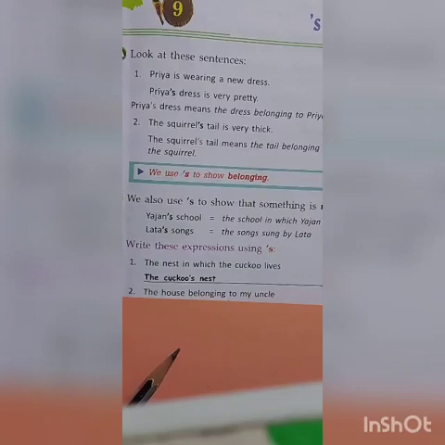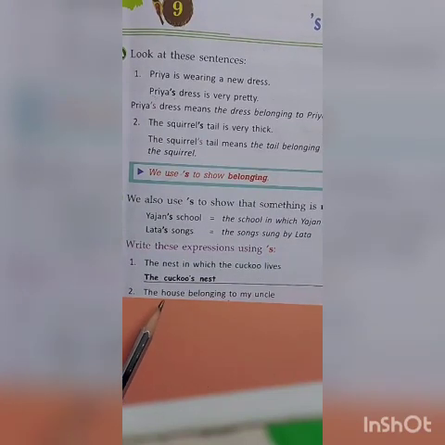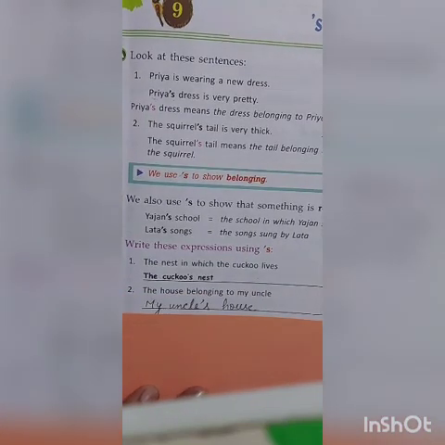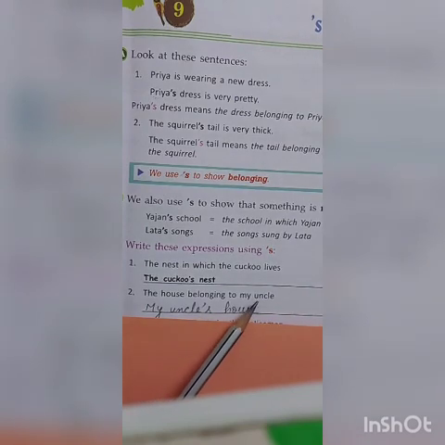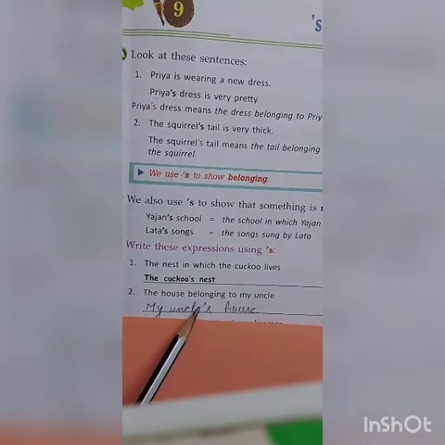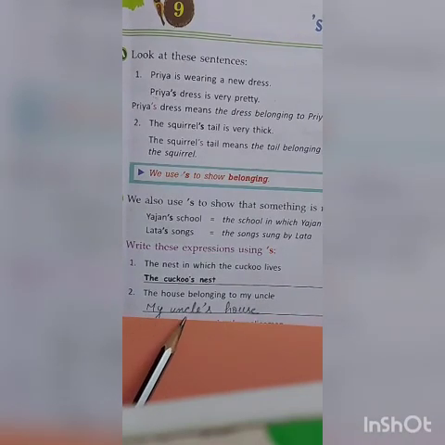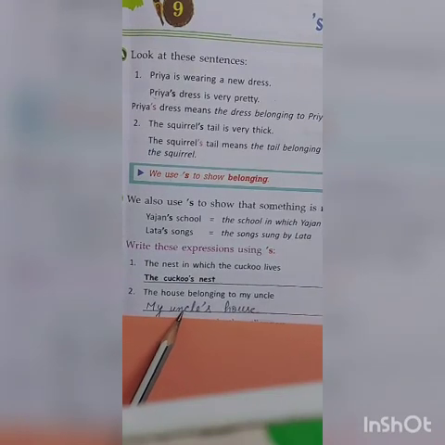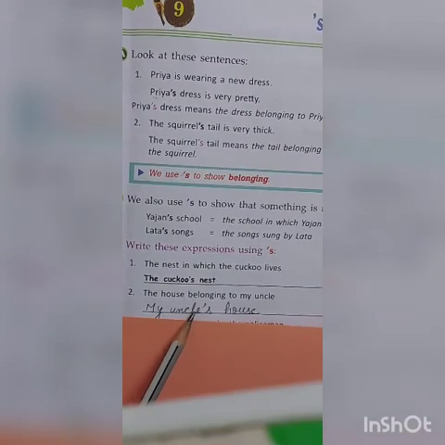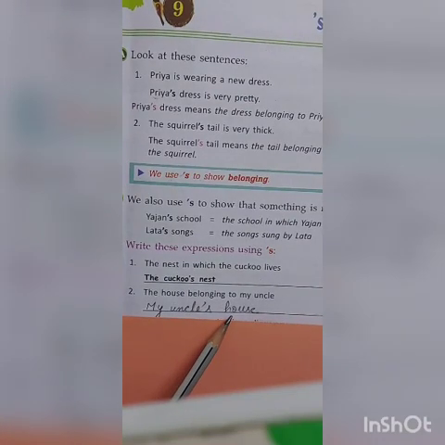Next, the house belonging to my uncle. Now, how can we write it using apostrophe S? We can write it as my uncle's house. The house belongs to whom? The house belongs to my uncle. So, after the word uncle, we'll put an apostrophe S. So, my uncle's house. Who owns the house? Uncle owns the house. So, we have added apostrophe S to the noun uncle to show that he possesses a house.